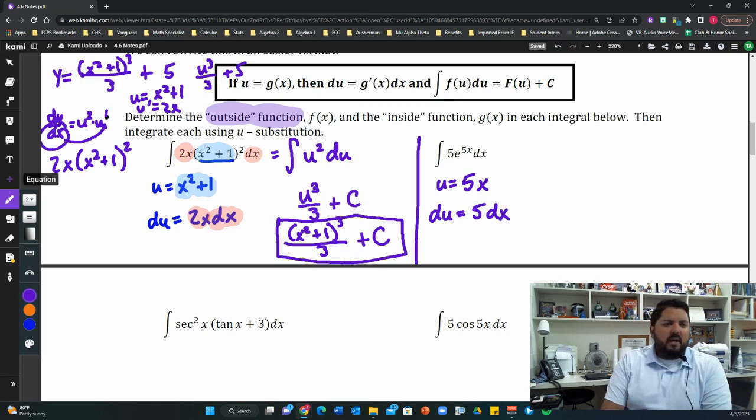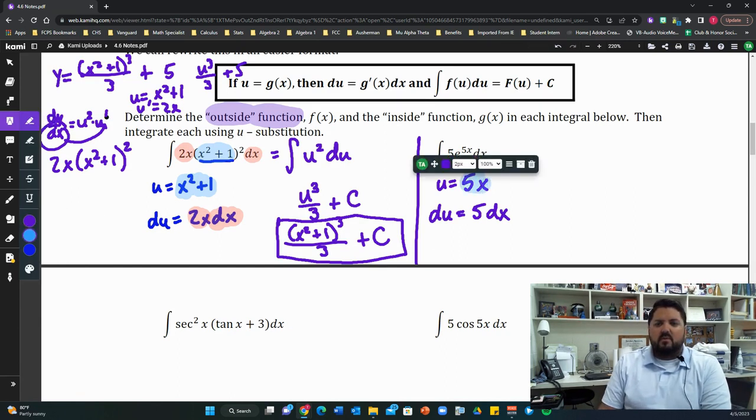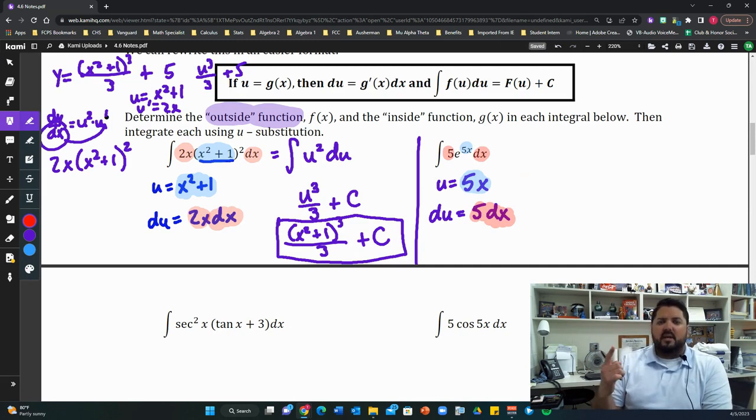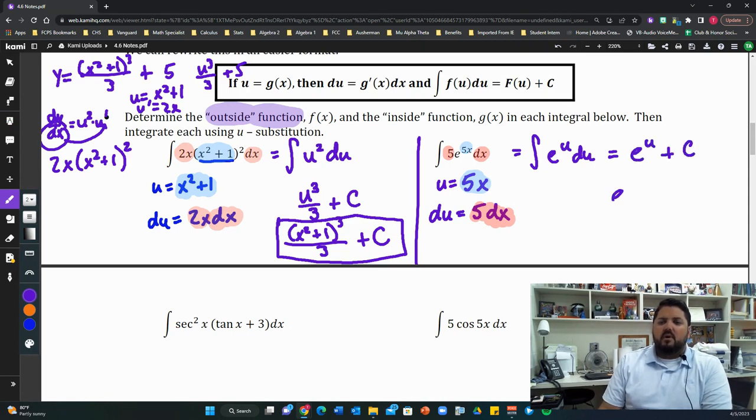So now when I go to rewrite, again, highlighting definitely helps visualize this, but we don't have to do it every time. Where I see 5x, that's going to get replaced with u. Where I see 5 dx, all of that is going to get replaced with du. And there should always be one thing that was not highlighted. That one thing is the outside function. So in this case, our outside function is that e function. So we end up with e to the u du. Integral of e to the u du is e to the u plus c, or e to the 5x plus c.